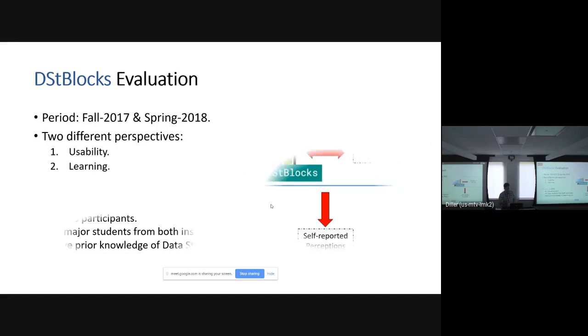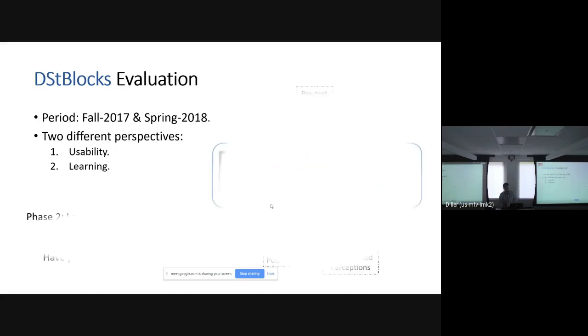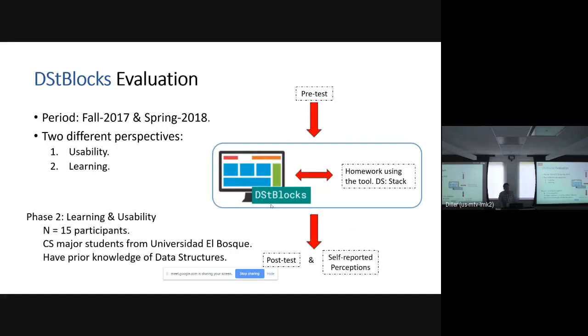So for the second version, we did get to work with participants from both universities that didn't have, on this one there's a small typo, didn't have knowledge of data structures. Yes, so this was the second one, and we were working with participants with no prior knowledge of data structures. And what we did in this second phase was have a pre-test and a post-test.